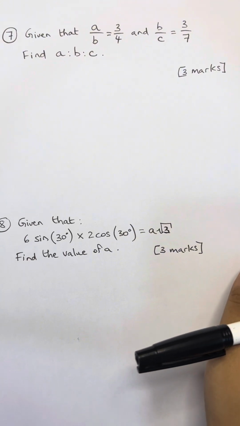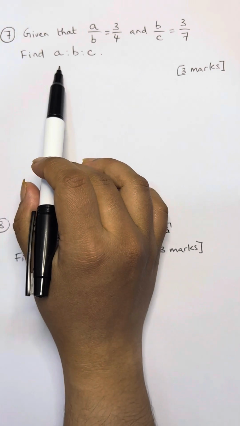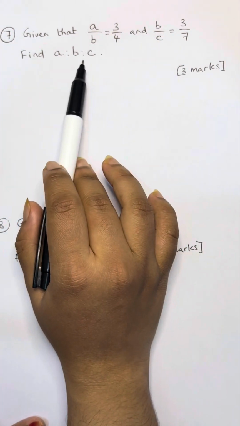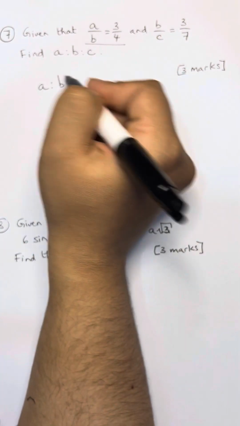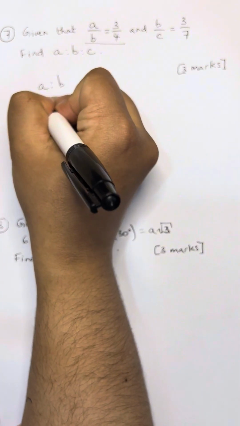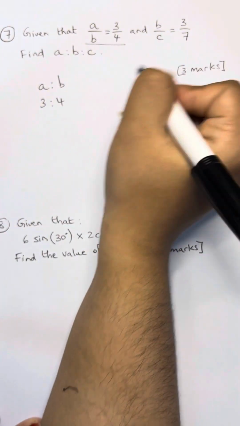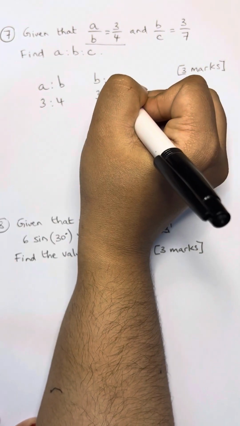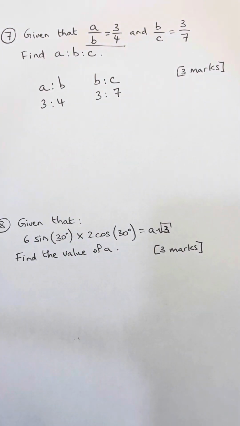Given that a over b equals 3 over 4 and b over c equals 3 over 7, find the ratio A, B, and C. When I have three-part ratio questions like this, I rewrite the question in linear ratio form. So the ratio of A to B is 3 to 4, and B to C is 3 to 7.